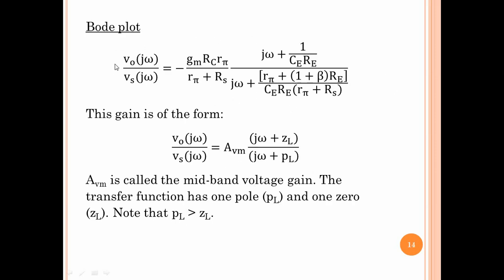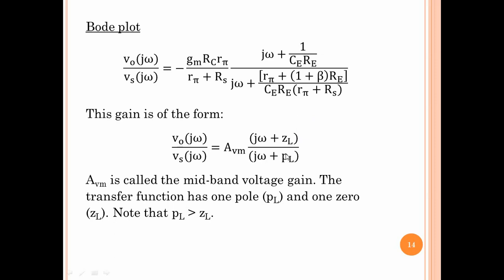So this is the expression again. I'm writing this in a simpler form. Let's call this constant term AVM, M for midband, V for voltage. So the midband voltage gain. Let's call this quantity ZL, 1 by CE RE, and let's call this big quantity PL. Z for zero, P for pole, L for low frequency, because we are doing the low frequency analysis. I'm calling them ZL and PL. Alright. So this transfer function has 1 zero and 1 pole.